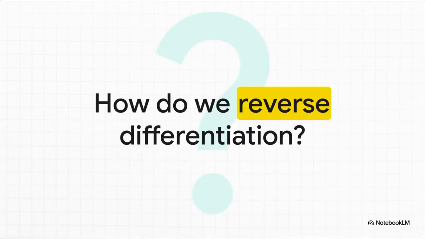So think about it. You've gotten really good at finding the rate of change of a function, right? The gradient, the derivative. But what if you have the derivative and you want to find the original function it came from? How do you go backwards? Well, that is the big question we're answering today.